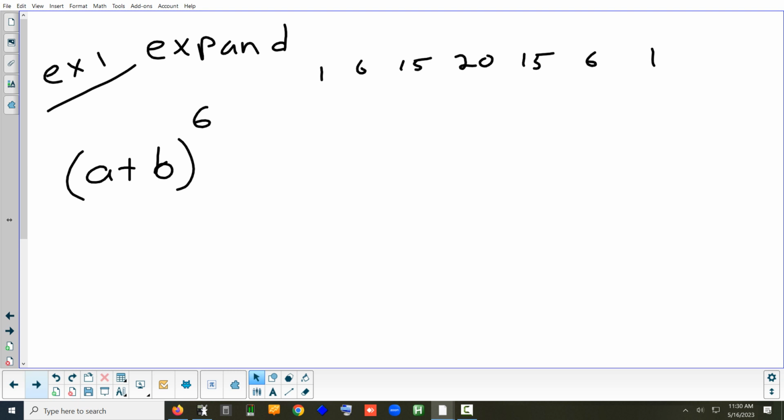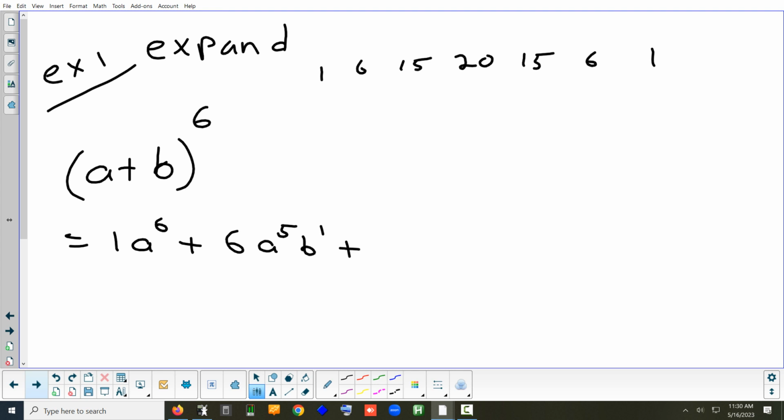Okay, so how many terms am I going to have when I expand this out? 7. The first coefficient is a 1. A to the what power? 6. And then technically b to the 0, so I'm not going to write b to 0. What's my coefficient on the next term? It's going to be 6. And then A to the 5th, and B to the 1st. Okay, and now my next term? 15, A to the 4th, B to the 2nd. So bring the A down, bring the B up.